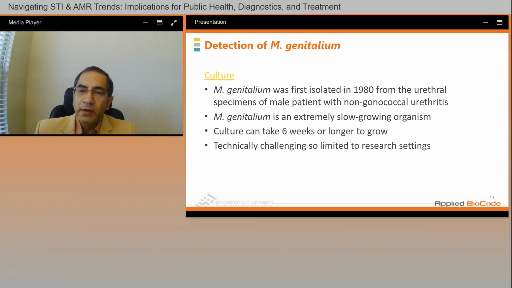Mgen was first isolated in 1980 from the urethral specimen of a male patient with non-gonococcal urethritis. However, culture for Mgen diagnosis is rarely performed in a clinical setting these days. The bacteria grow very slowly, thus extending turnaround time to 6 weeks or even longer. In addition, it requires a specialty lab and special media to perform the testing. As such, culture is also limited to research application, just like other testing modalities that I described in my earlier slide.